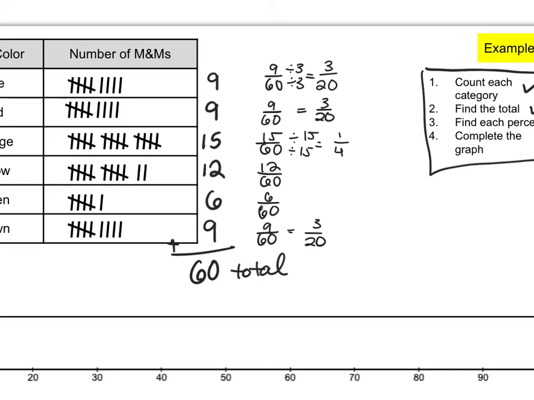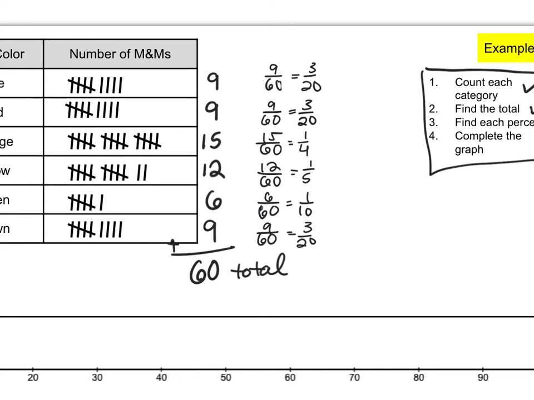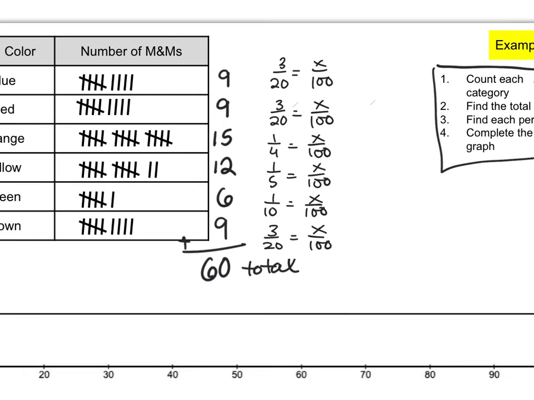For my orange M&Ms, I have 15 over 60. Both 15 and 60 are divisible by 15, giving me 1 out of 4. And I can use a similar technique to simplify my remaining fractions too. So let me just neaten that up a little bit. And then I'm just going to use each of these newly simplified fractions to write a proportion, saying that that fraction is equal to x over 100. That'll let me figure out the percent for each category, and it won't be hard.